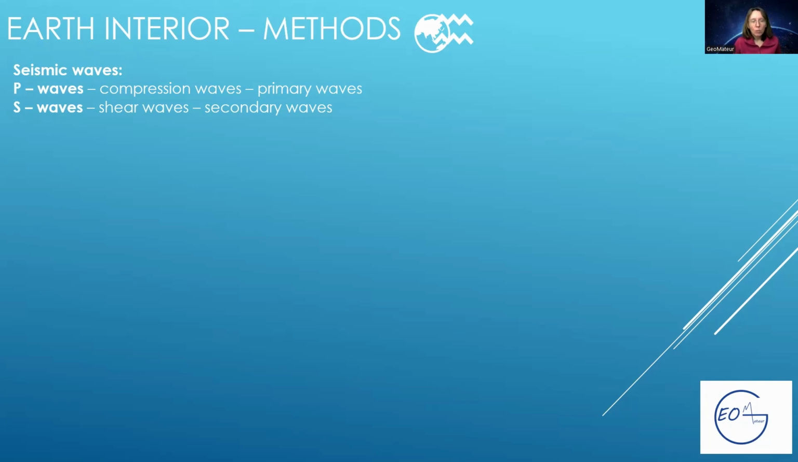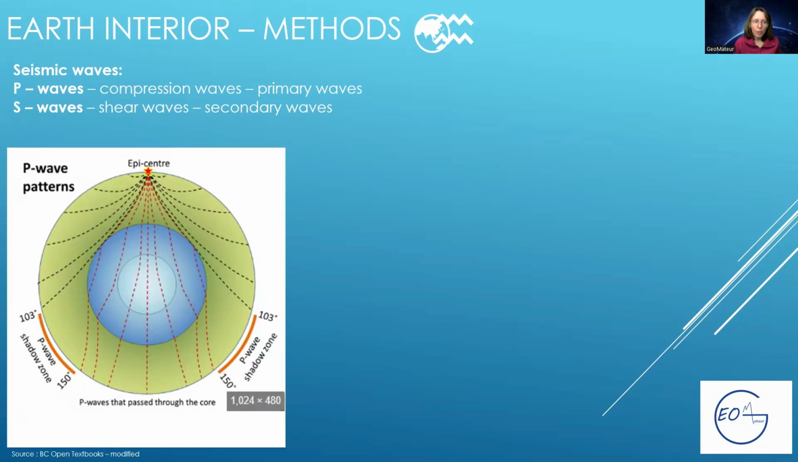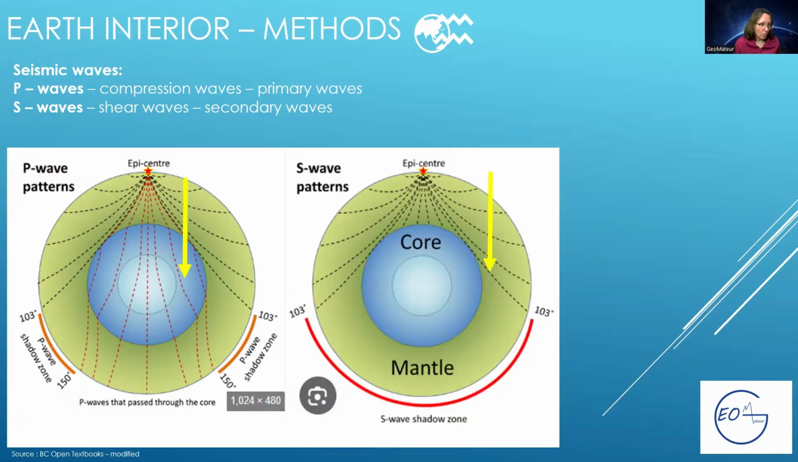P waves travel through fluids, but their trajectory is altered inside the outer core. That's why we have a shadow zone between around 103 and 150 degrees. S waves do not travel through fluids, so that's why we know that the outer core is in a liquid state of matter. And there is a big shadow zone for this type of waves between 103 and 180 degrees.